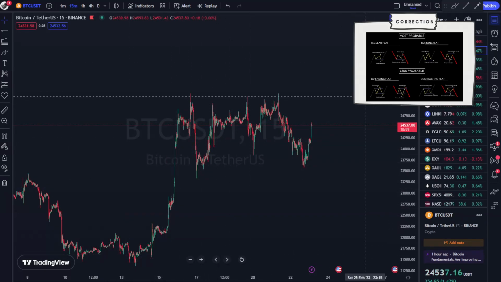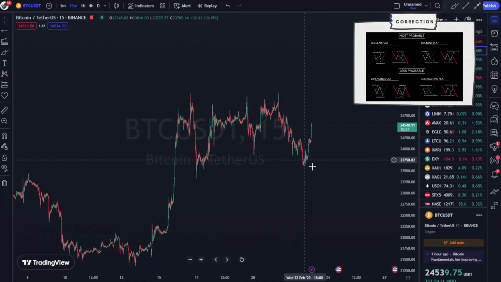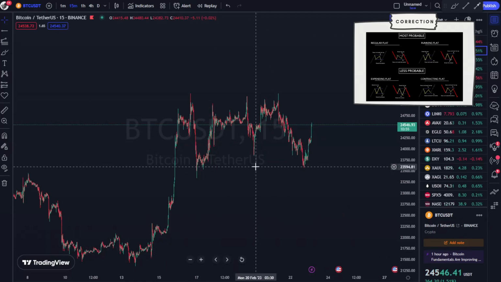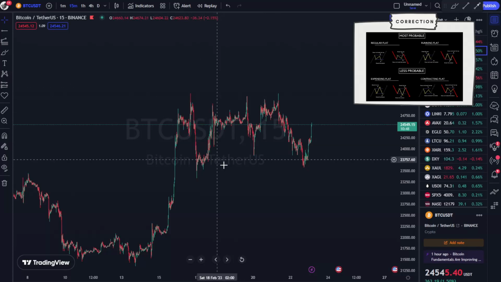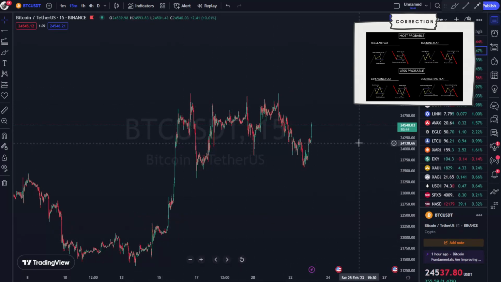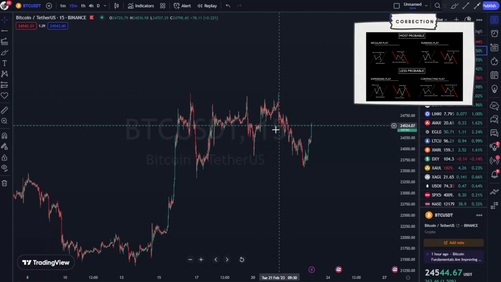So this is the main thing to keep in mind: impulse, correction. I don't think there is resistance and support, but if it helps you out, you do that. It's whatever you want, as long as you keep these patterns, this wave, these impulses and corrections as your main thought process, then you can do whatever you want.